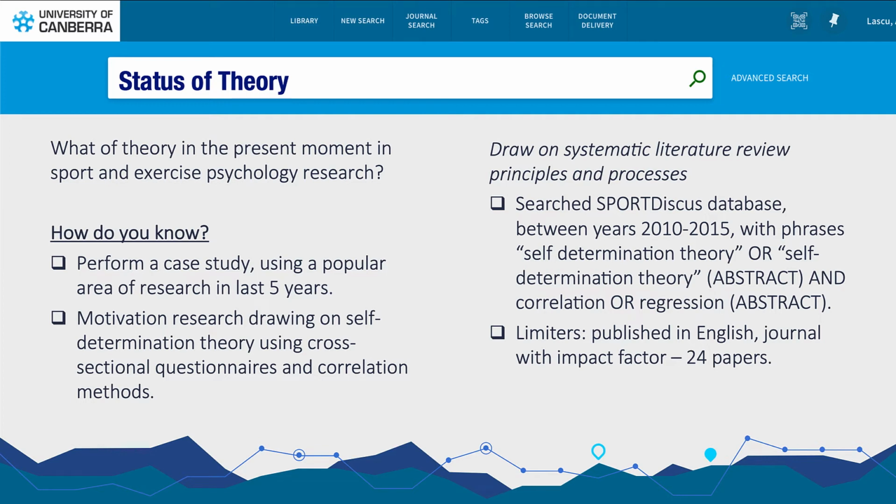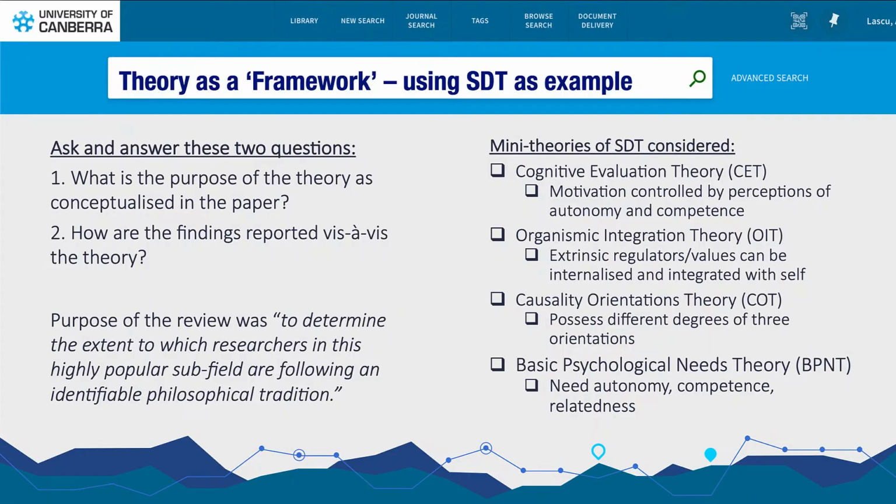To perform the case study, they drew on systematic literature review principles and processes. So they searched a database between the years 2010 and 2015 with the phrases of self-determination theory and correlation or regression in the abstract. They added a few limiters that it had to be published in English, and the journal had to have an impact factor.